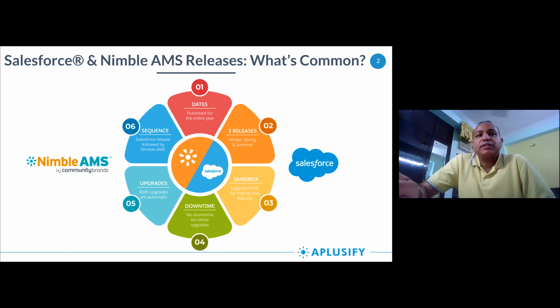The third similarity is that both upgrades happen first on your sandbox environment, and the release dates for the sandbox and the production are published on the release calendar for both Salesforce and Nimble AMS. Both provide you at least a month to test out all the new features on sandbox before they do the upgrade on the production box. So you have sufficient time to test it out, but it's better to watch those dates.